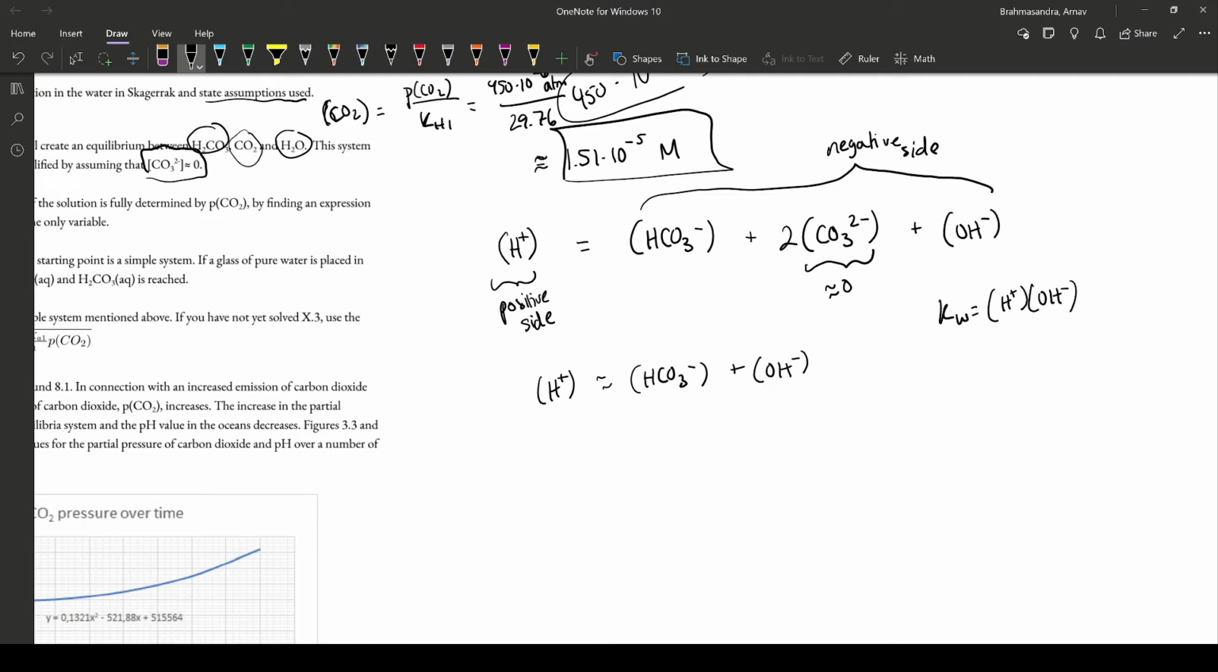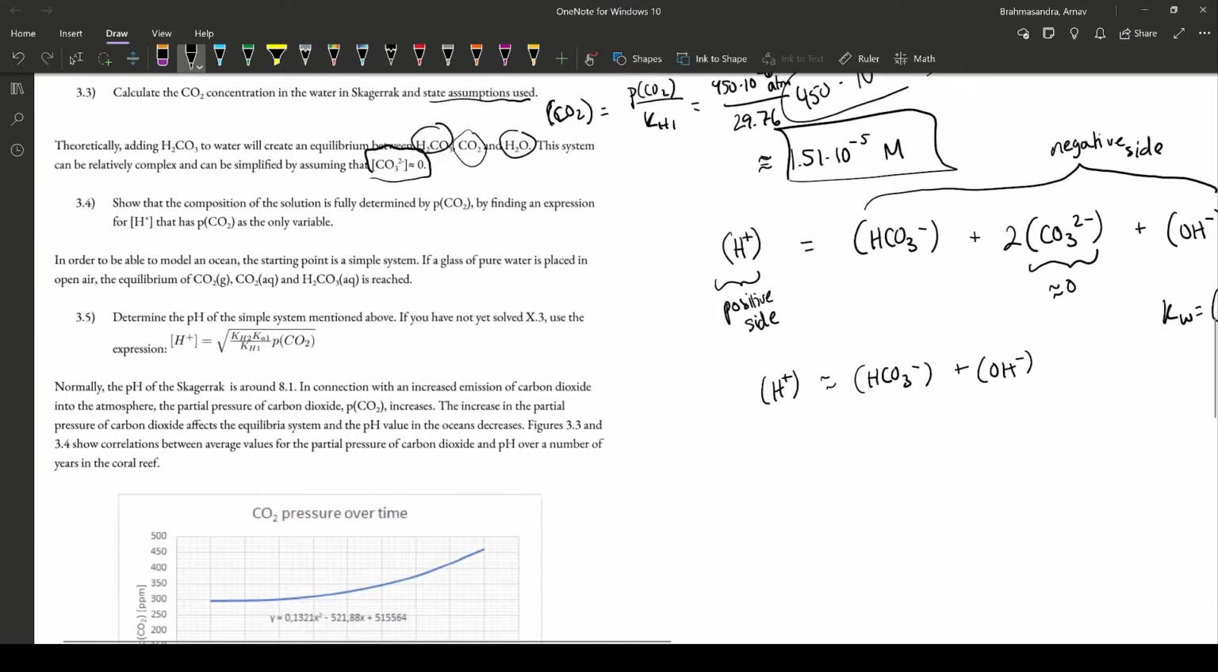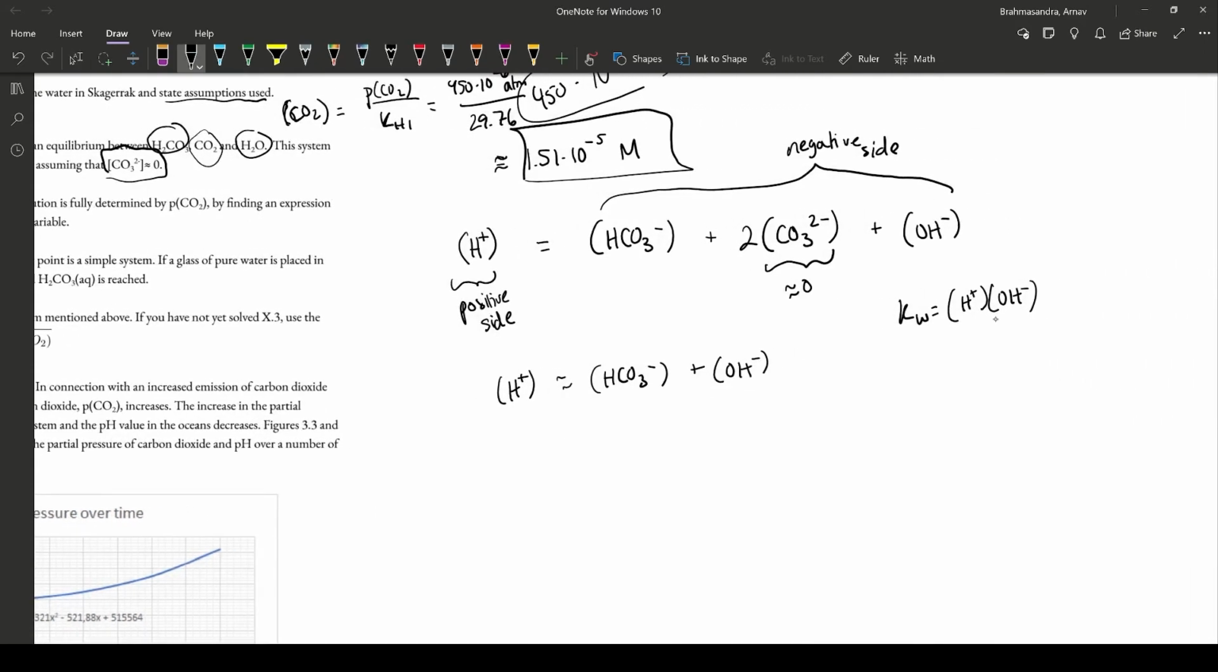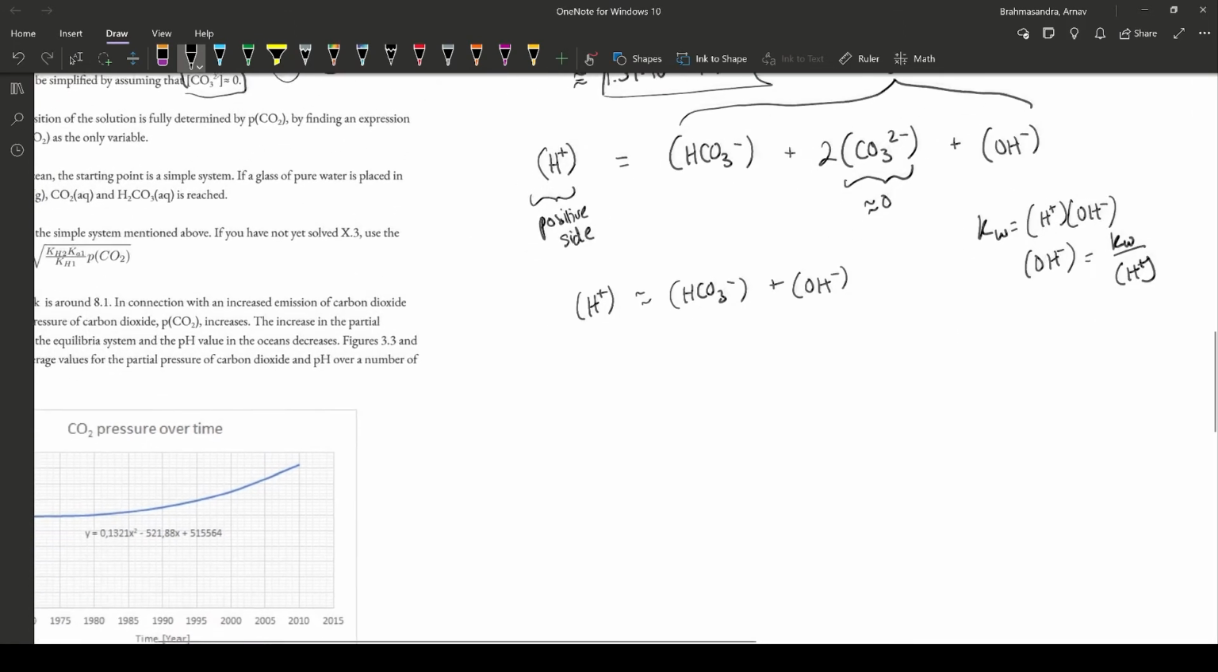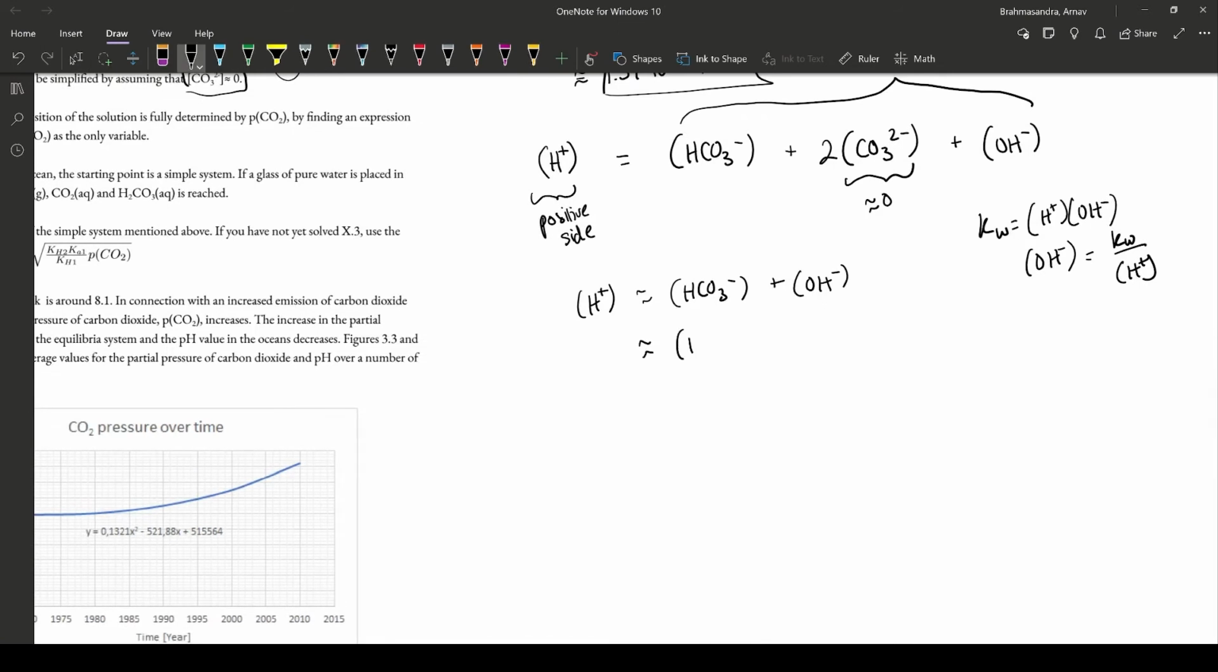Basically, because I'm trying to find a formula for H plus, what is the question asking? We want to find an expression for H plus that has PCO2 as the only variable. So we want to only have H plus and pressure of CO2. And we have this relationship between H plus and OH minus, so I can rewrite OH minus as KW over H plus.